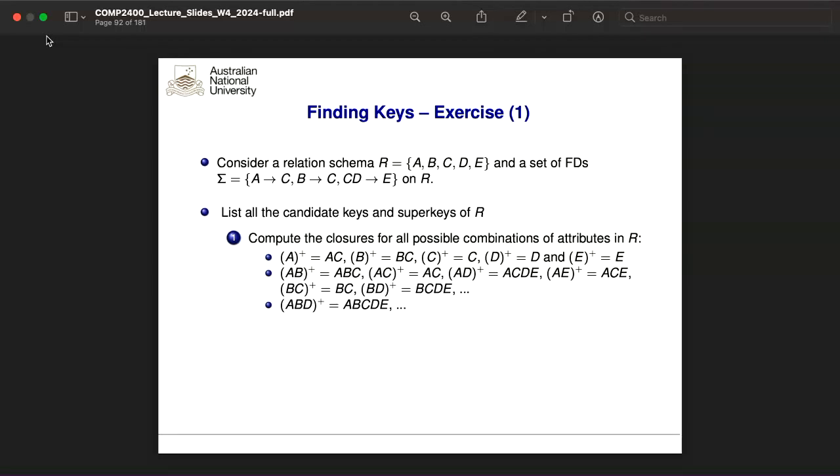Okay, so here we can see in this example, when we tried a single attribute and also 2 attributes, none of them give us all the attributes in the relation in the closure. But when we move to A, B, D, that gives all attributes. Can you see how we get the closure of A, B, D?